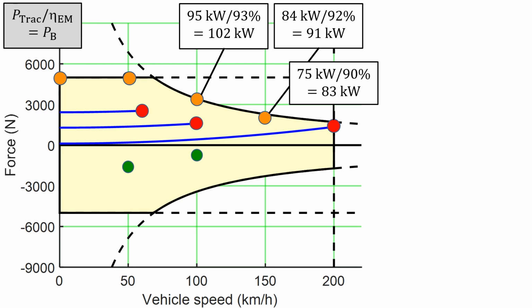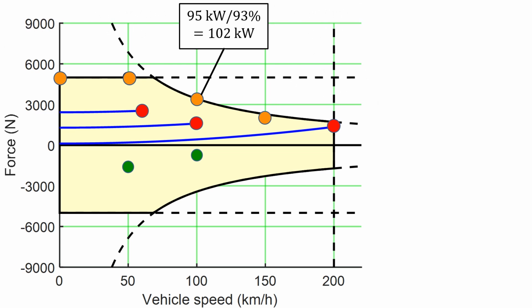Since the efficiency is often lower at peak torque, we also check this operating point. Here 69 kilowatt power and 87% efficiency leads to 80 kilowatt battery power. So the highest required battery discharge power is 102 kilowatt. And this is the required operating point which puts the highest discharge power demand on the battery.